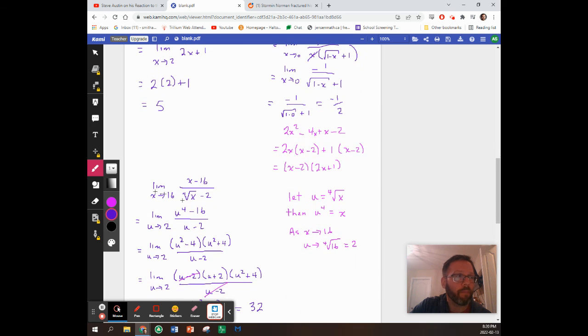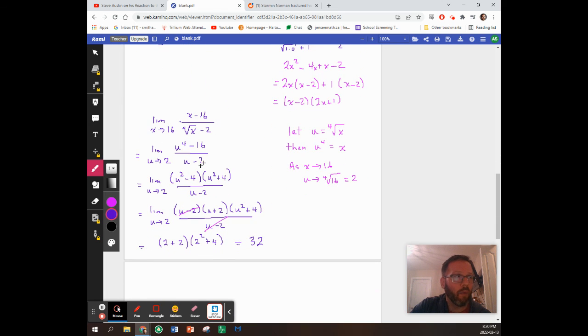And then finally, at times, especially when you're working with roots that aren't square roots, like a third root, fourth root, fifth root, using substitution is a method that can help you out. It can often turn an indeterminate limit into something that you can factor, like it did in our case here.